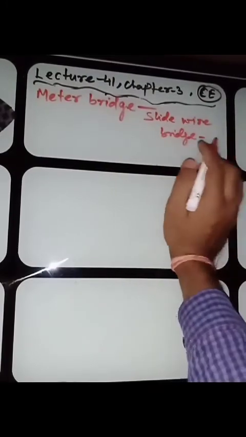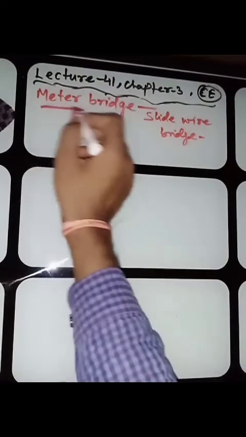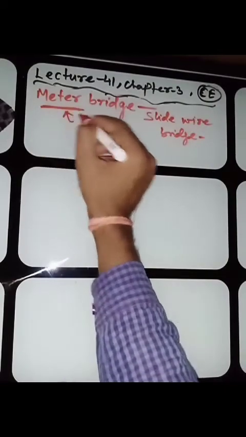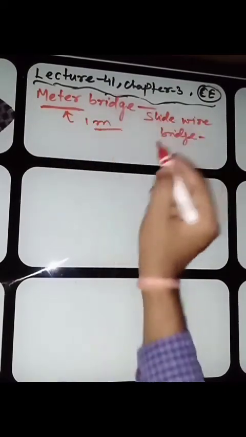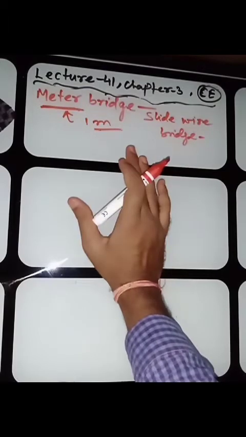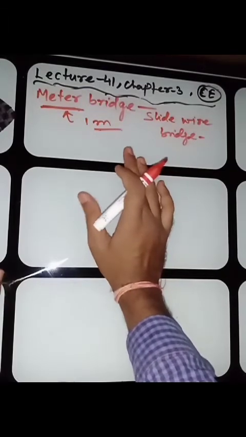Why actually is this called a meter bridge? Because the length of the meter bridge is found to be 1 meter. We make a meter bridge of 1 meter. That's why.